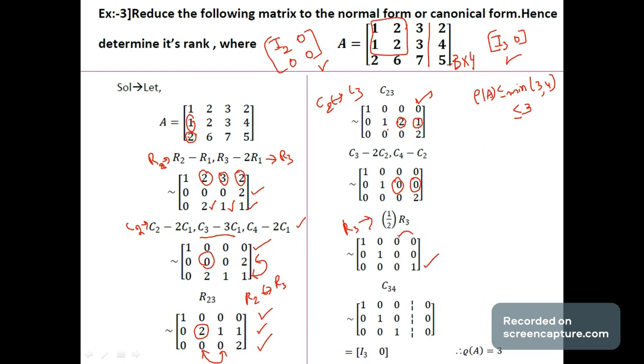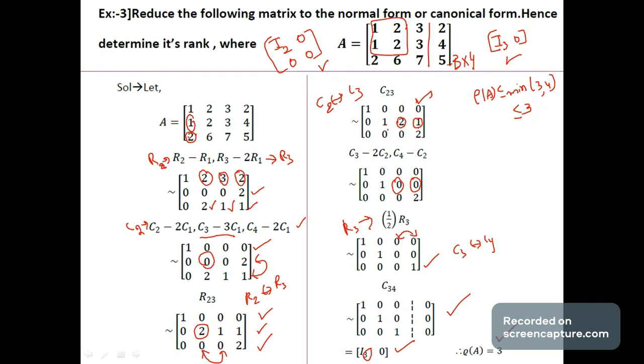So now we interchange the C3 column and C4 column. So 1 0 0 0, 1 0 0 0 1 0. So this is the identity matrix of order 3. This is the 0 matrix: I3 comma 0. This is one of the normal forms. So in this normal form, the order of the identity matrix is 3. So therefore rank of A equals 3.